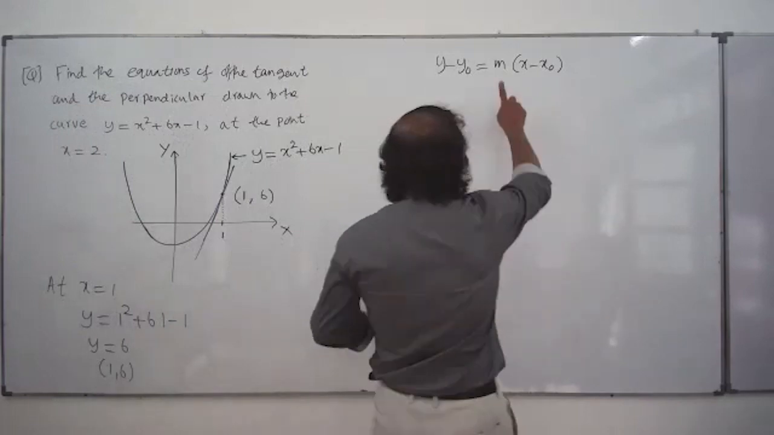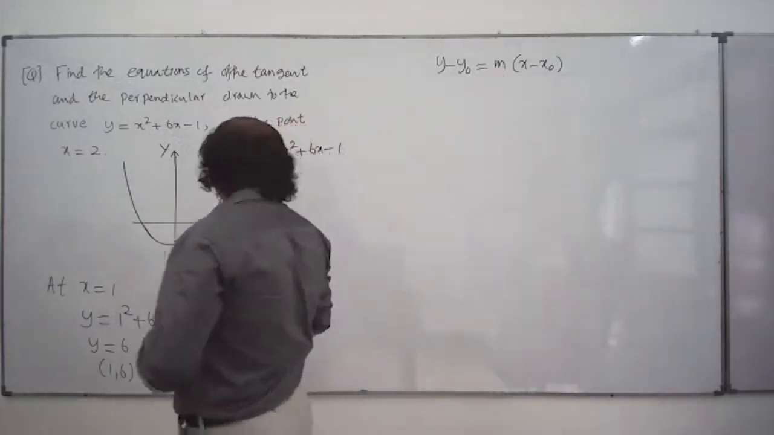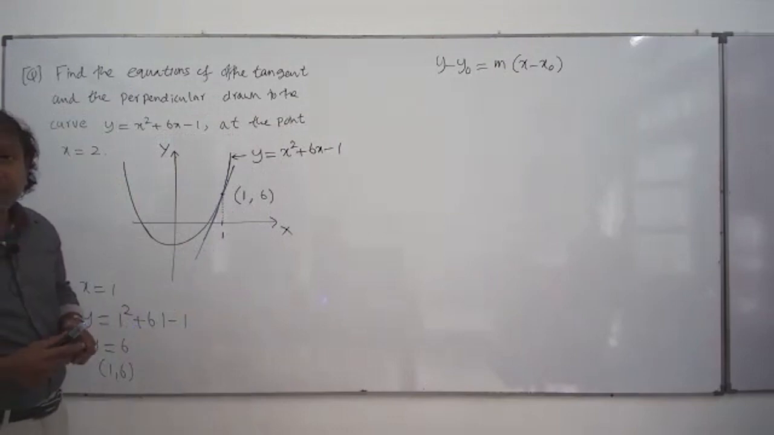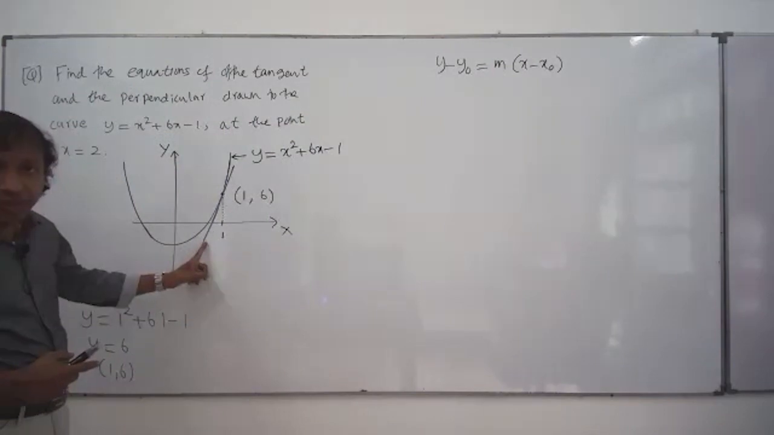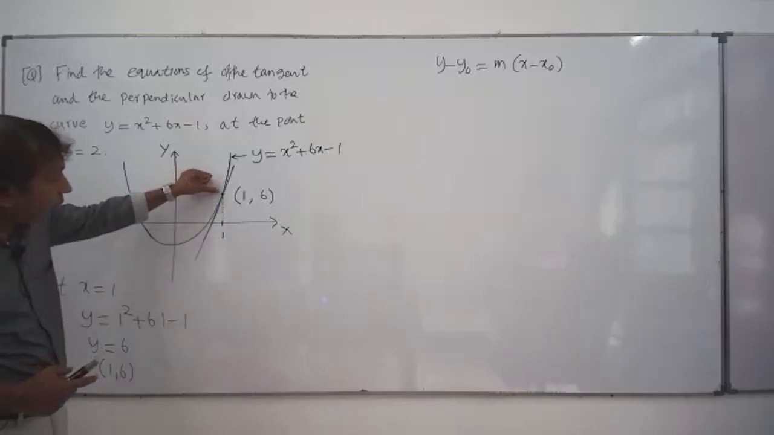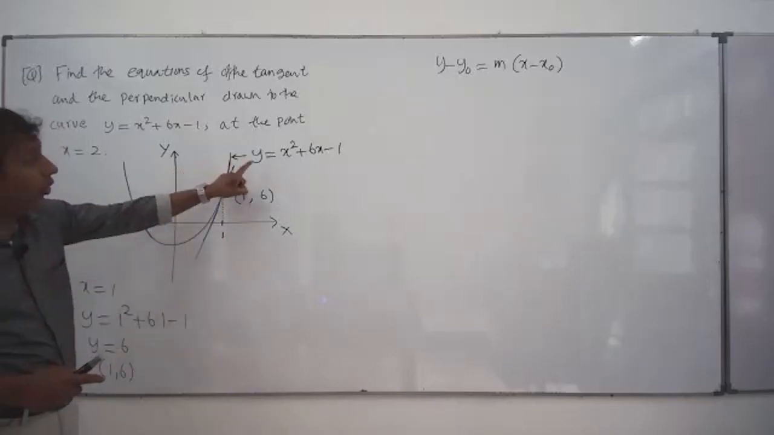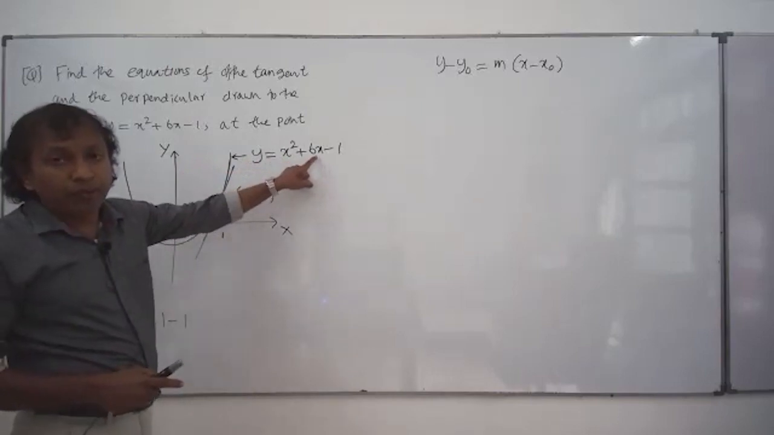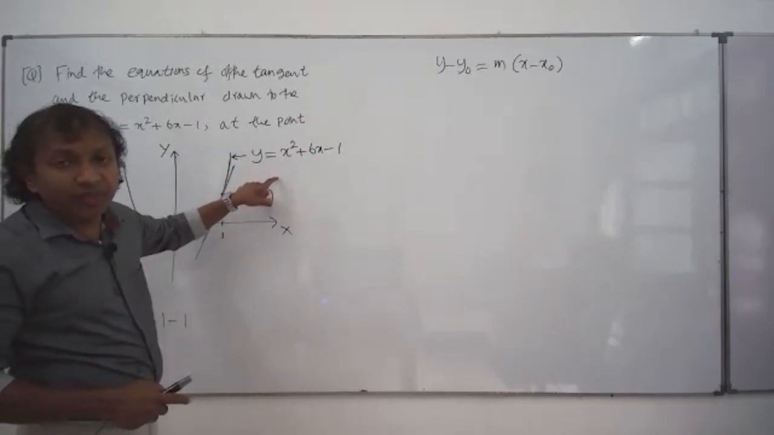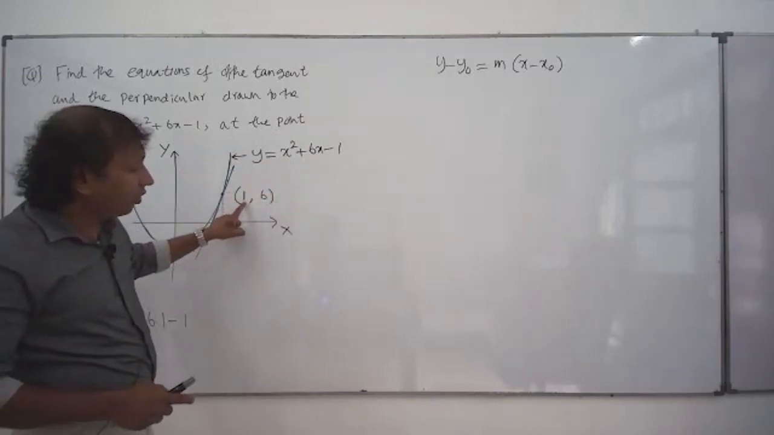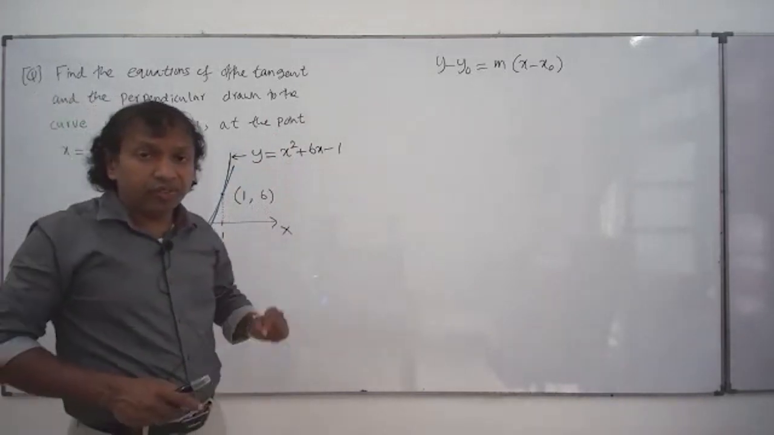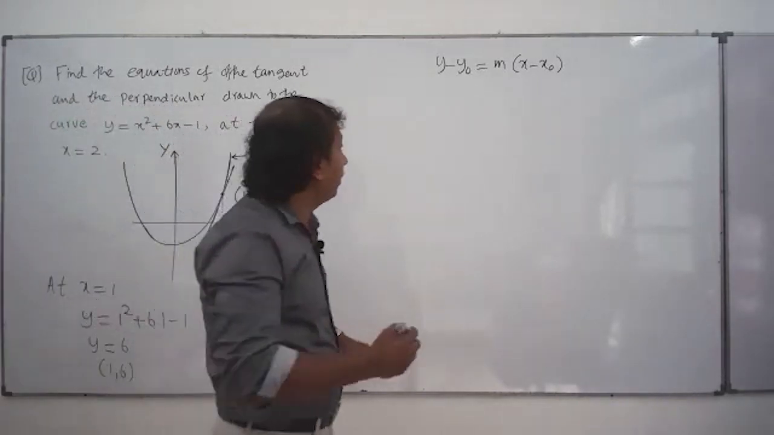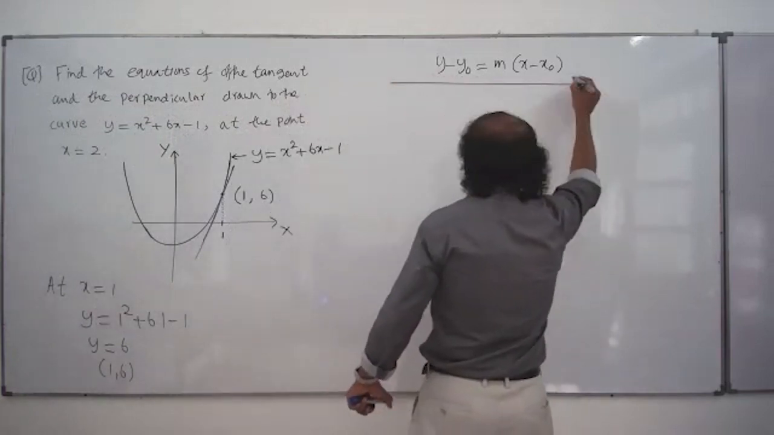To use this equation, we need the gradient of this line. Gradient means dy by dx. The gradient of this tangent is the first derivative of y with respect to x at this point. To find that gradient, we differentiate this and find dy by dx. In that dy by dx function, since we need the gradient at x equals 1, for every x on the right hand side, we have to put 1. Then we get the gradient. Understand? Okay.